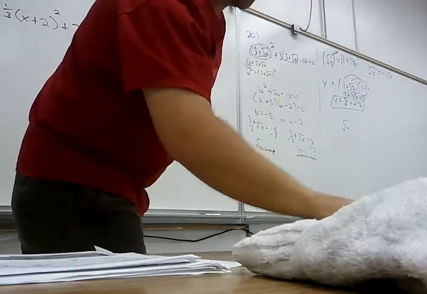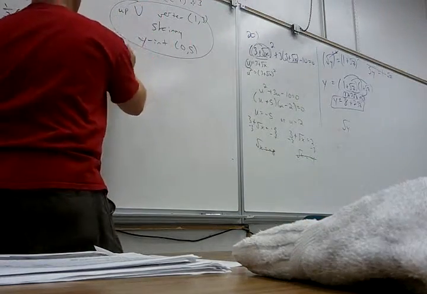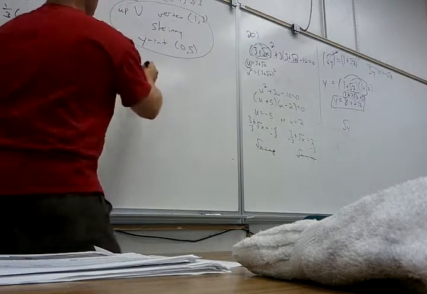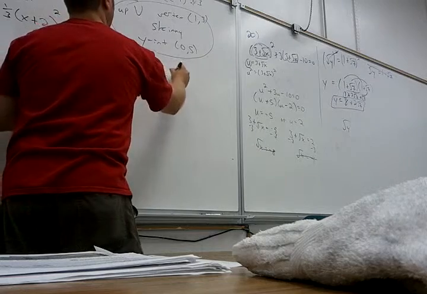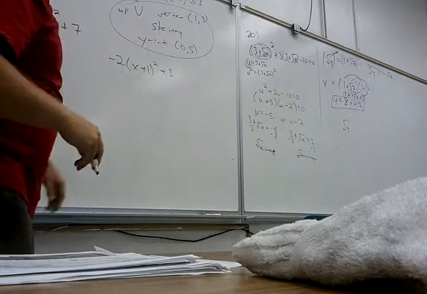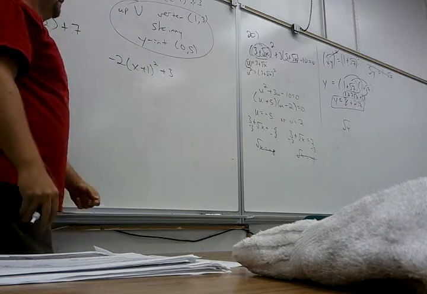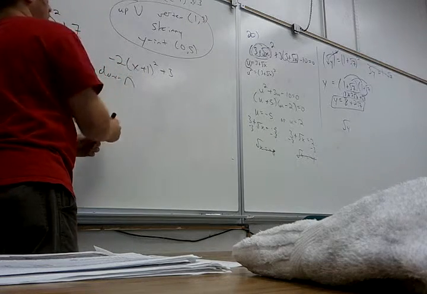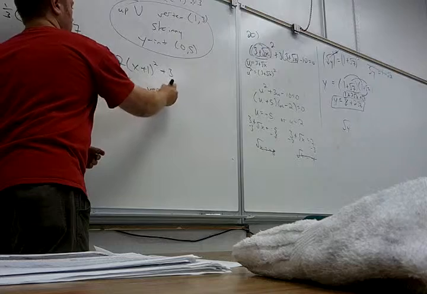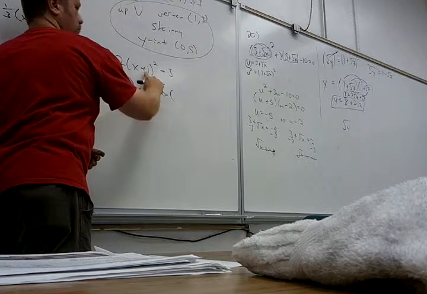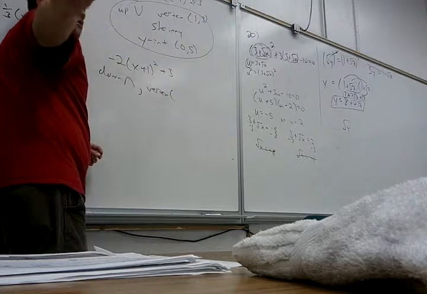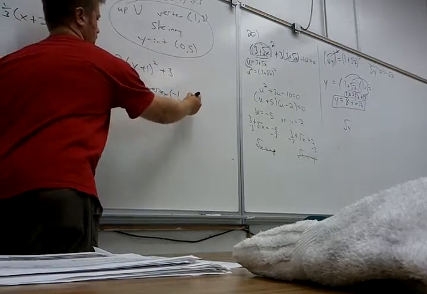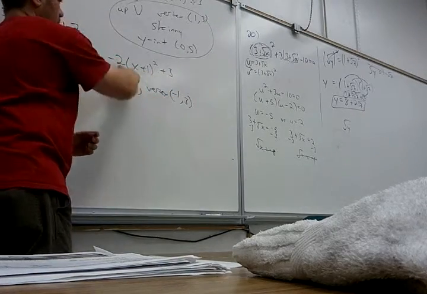So let's see another one. What about this one? Negative 2 times (x plus 1) squared plus 3. So it opens down. The vertex is, beautiful, right? What's the vertex? Negative 1 and 3. It's going to be skinny again.